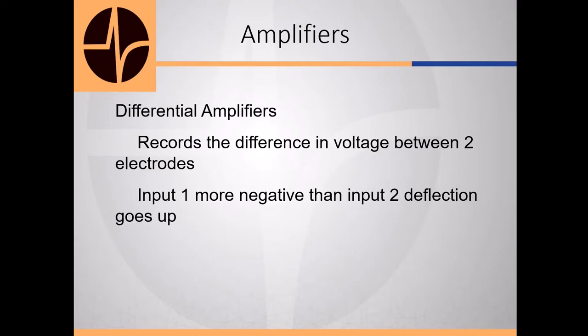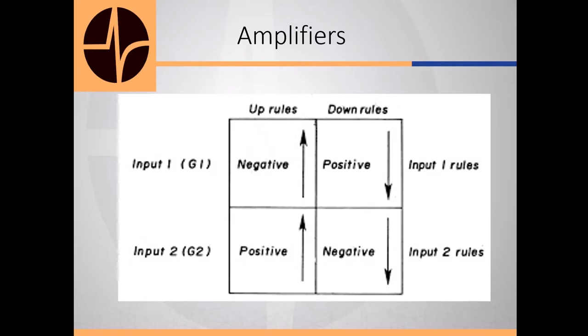The rule in EEG is if input 1 is relatively more negative than input 2, the deflection goes up. So on a number line, if input 1 is 30 microvolts and input 2 is 70 microvolts, the difference is 40, and it's going to be an upward deflection because input 1 is relatively more negative. So EEG techs learn this little polarity square.